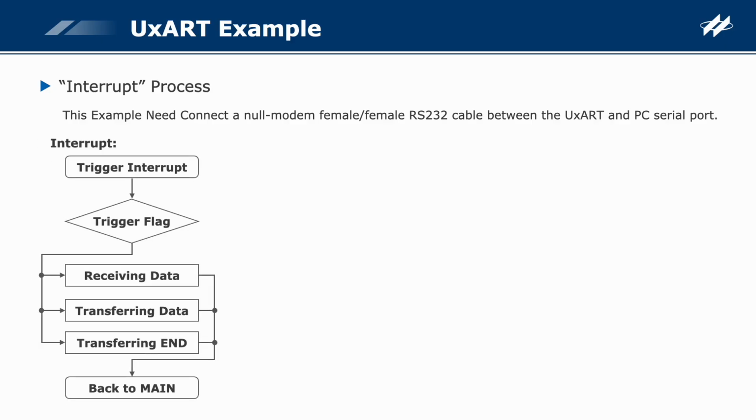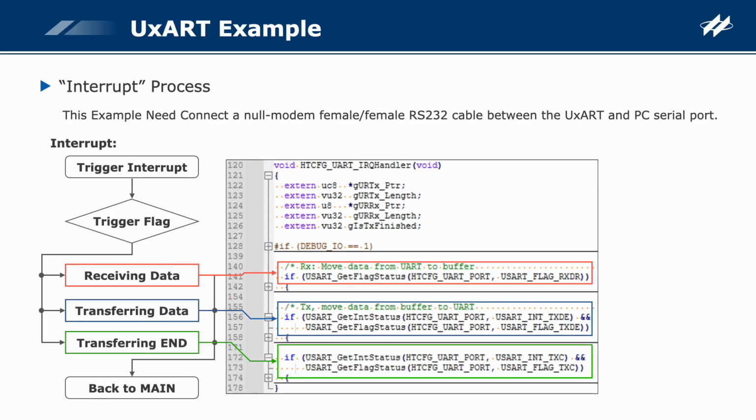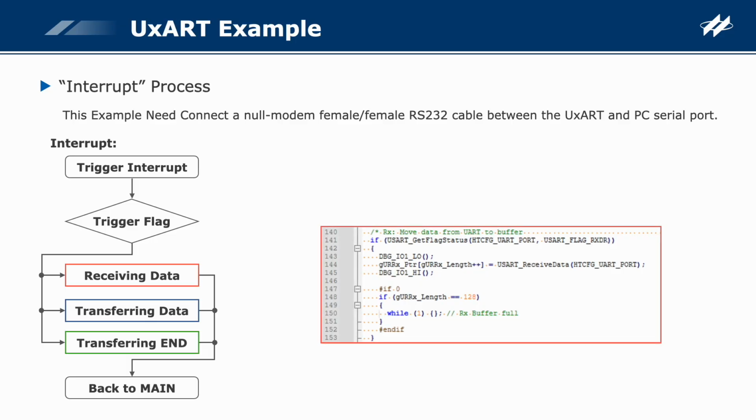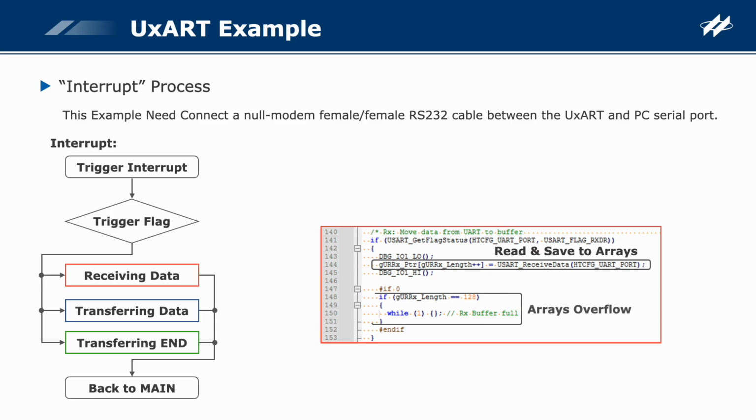Following will introduce the interrupt. Interrupts can be categorized based on the interrupt trigger as follows. Receiving data, transferring data, and transfer end. When the flag indicates a receiving data, the system will receive and store data in an array. If the overflow protection is enabled, an infinite loop will be entered when the amount of data exceeds the storage capacity of the array.